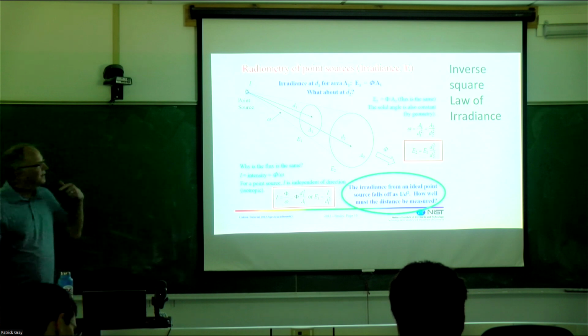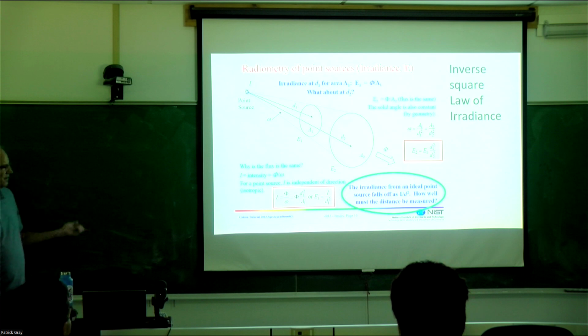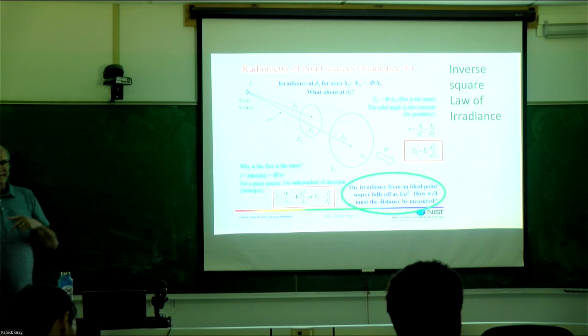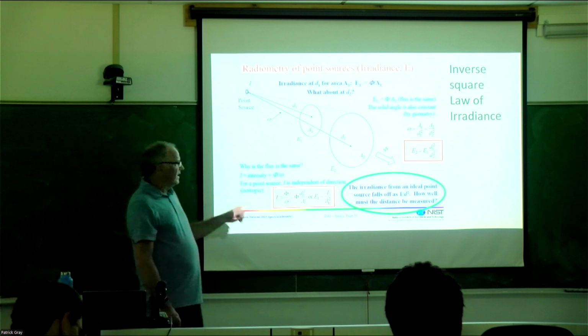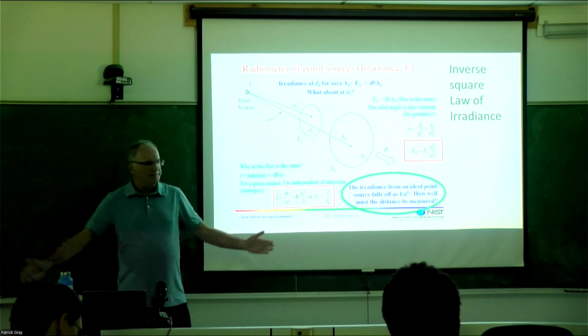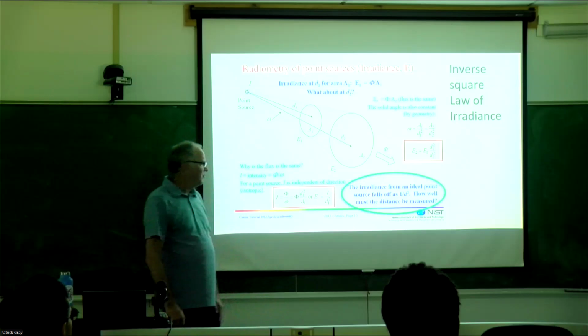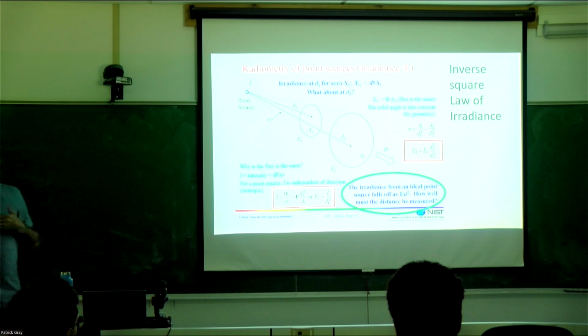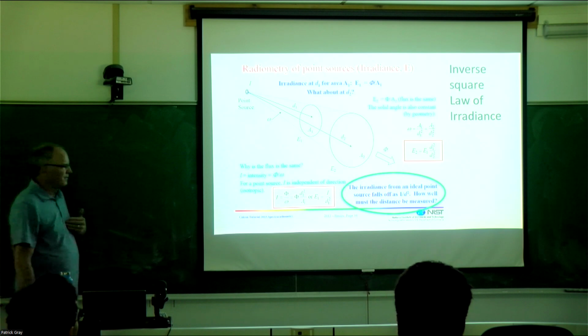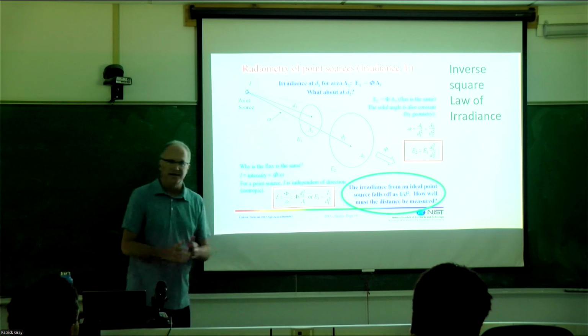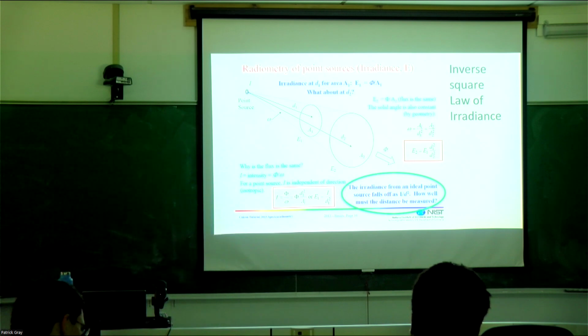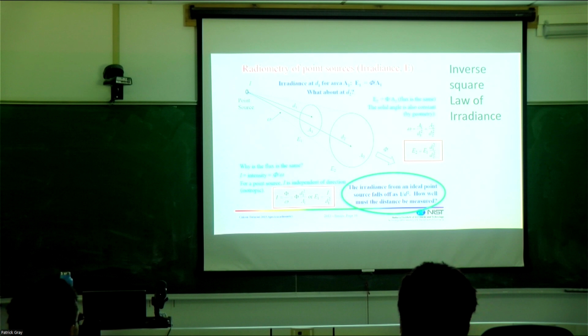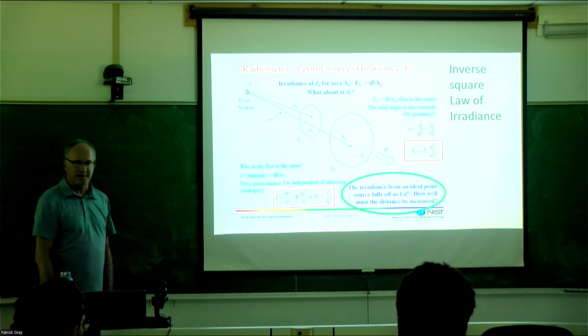So the inverse square law of irradiance. The important takeaway point from this slide is that, in a constant media, irradiance from an ideal point source falls off as 1 over r squared, in other words, by distance from my point source. So as you move further and further away from the point source, it's getting dimmer and dimmer. It's decreasing with distance from that point source.